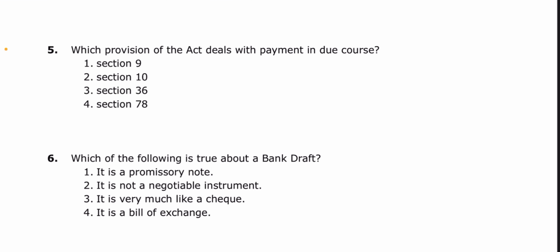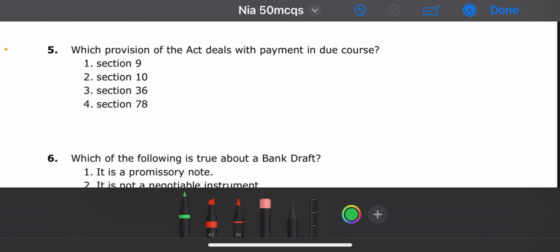Next question, which provision of the Act deals with payment in due course? The options are section 9, section 10, section 36 or section 78. The correct answer is option 2, section 10.